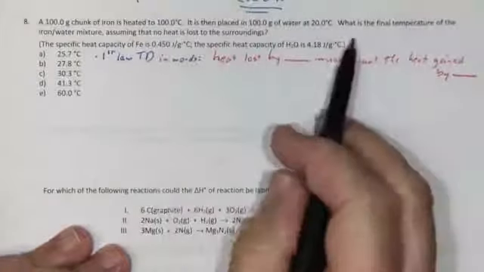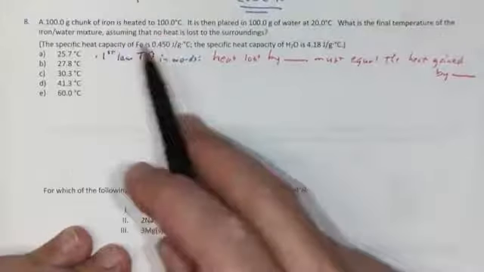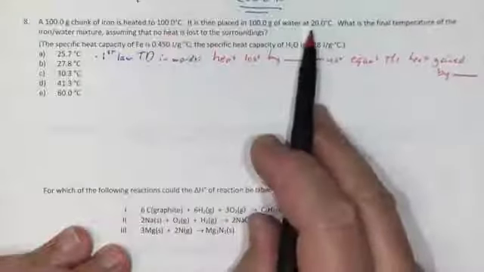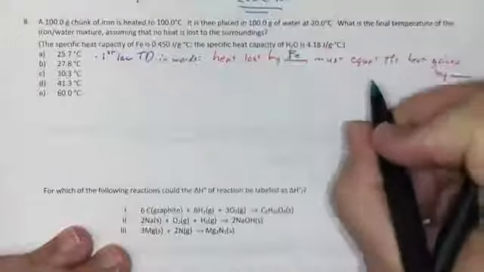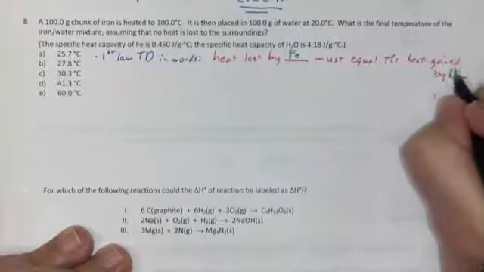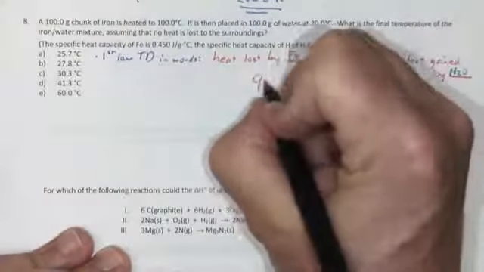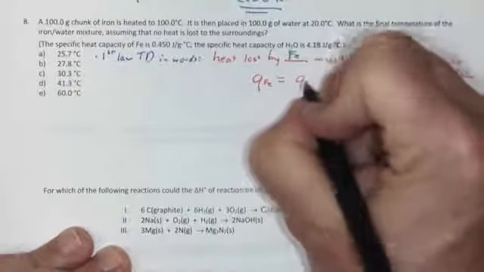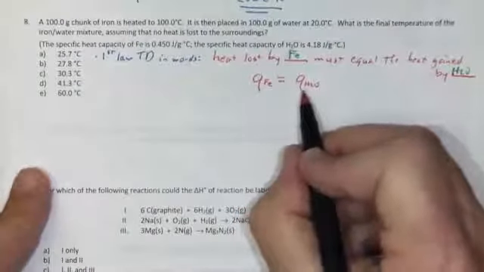So what's losing heat and what's gaining heat? We're putting hot iron at 100 degrees C in cold water at 20 degrees C. So the iron is losing heat and the water is gaining heat. The heat lost by the iron must equal the heat gained by the water. Now we can express that mathematically: Q of the iron, the heat of the iron, must equal the Q of the water. Now that's almost complete, but it's not exactly complete.